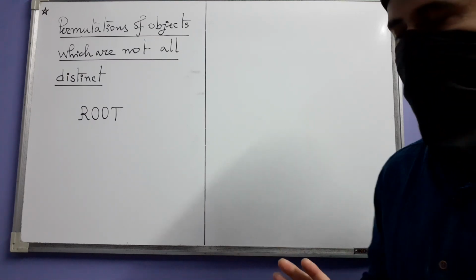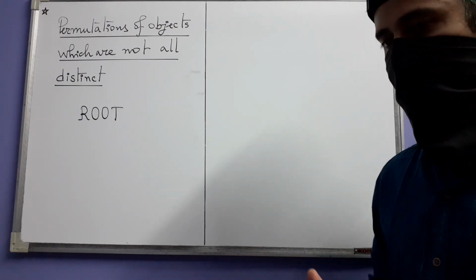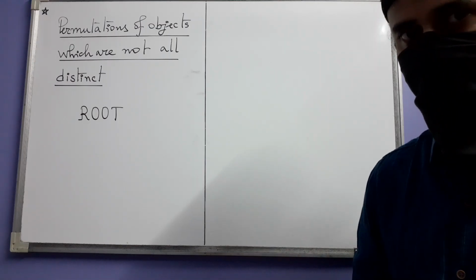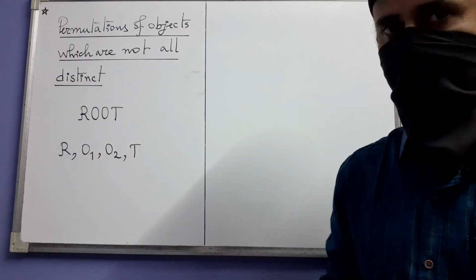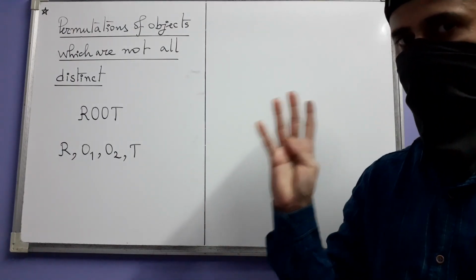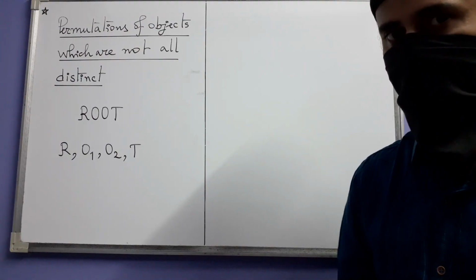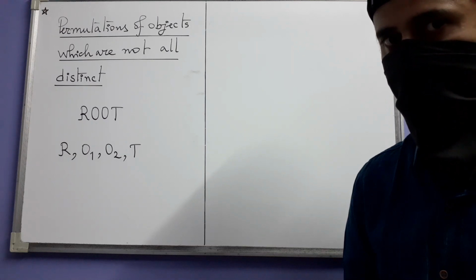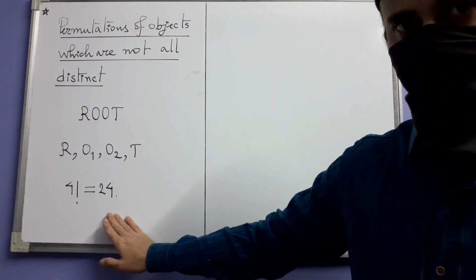They are actually not distinct, but let's just do first what we know, and then we will see what we are getting, and from there we will try to figure out what to do. To distinguish these two O's, we have named them O1 and O2. So now, like this, we have forcefully got four different objects. So how many ways are there in which we can permute them? 4 factorial, obviously, which is 24. So the total number of arrangements or permutations is 24.